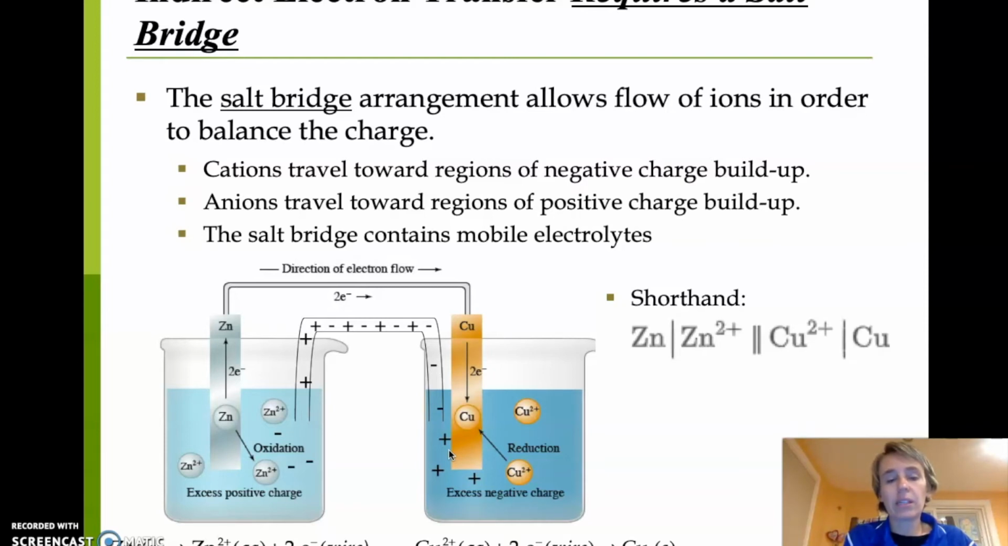That salt bridge doesn't have to be a glass tube. Sometimes when I demonstrate this in class, I literally just take a paper towel soaked in salt water and drape it over 2 beakers, and that works just as well as a salt bridge too.